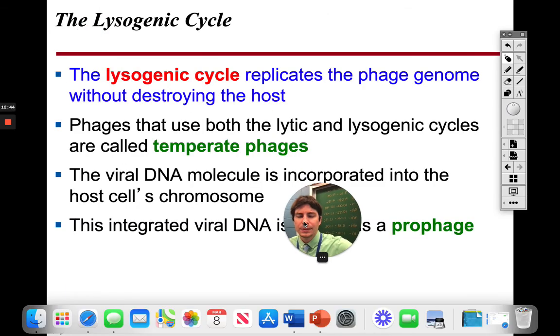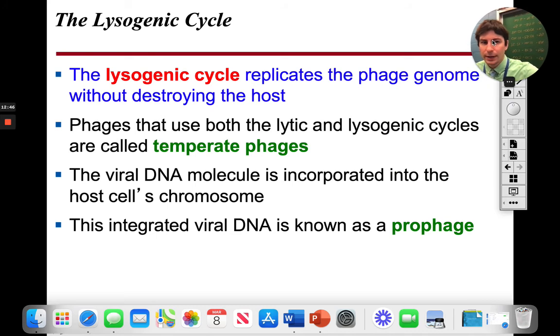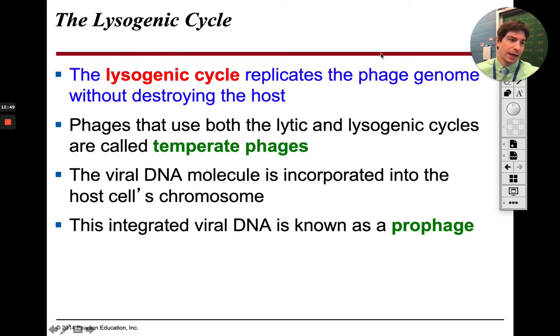Now the other one is going to be a little bit different. You're going to ask yourself, why would we have this cycle? This is the lysogenic cycle. So this is not going to destroy the host cell, right? Most of our phages are going to use both different cycles, okay?